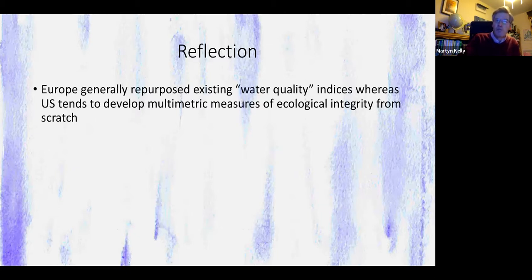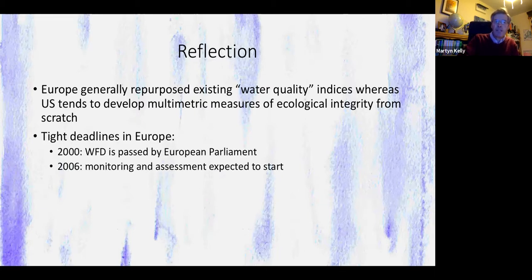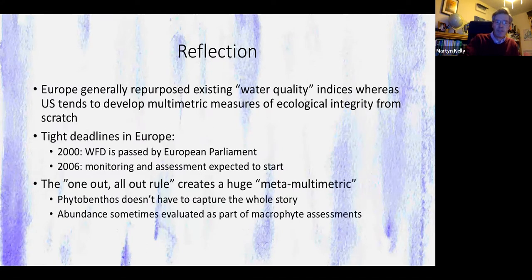But I think what happened is the reason why we've repurposed existing water quality indices, whereas the US has tended to develop metrics from scratch, is we had very tight deadlines. So 6 years between the Water Framework Directive becoming law and monitoring and assessment being expected to start. And also the one out all out rule in effect creates a huge meta multimetric spanning all trophic levels and also physical and chemical measurements.